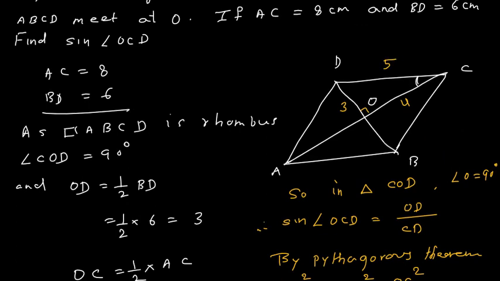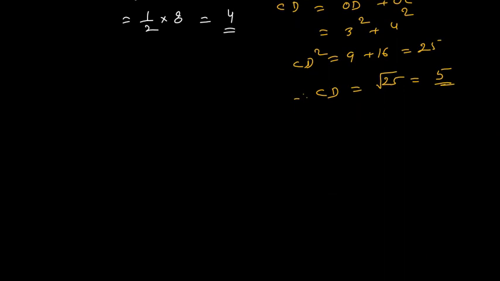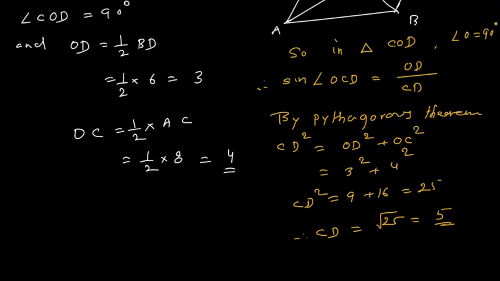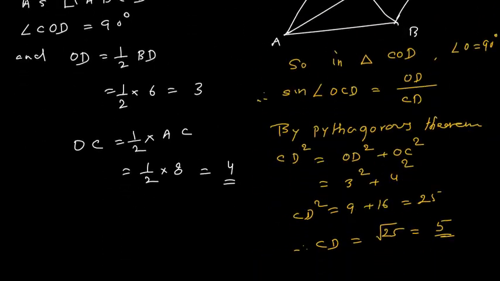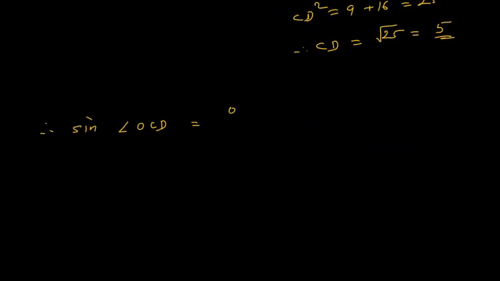Therefore, sine of angle OCD is equal to OD upon CD, which is 3 upon 5, that is opposite upon hypotenuse, equal to 3 upon 5. This is sine of angle OCD.